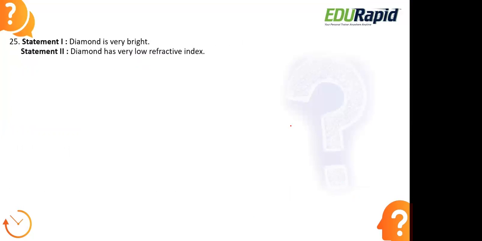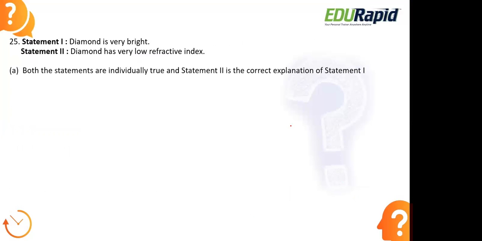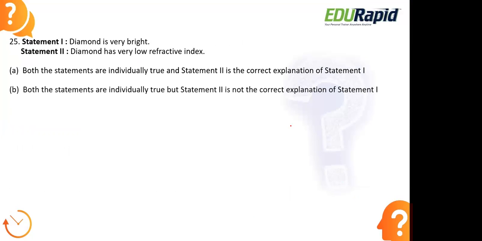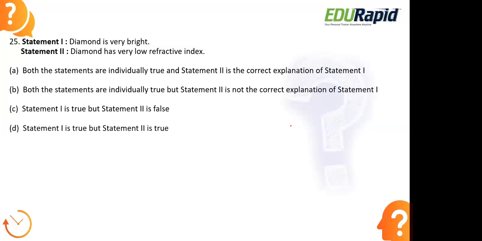Okay, moving to the next question. Statement 1: diamond is very bright. Statement 2: diamond has very low refractive index. Options: both statements are individually true, and statement 2 is the correct explanation of statement 1; both statements are individually true, but statement 2 is not the correct explanation of statement 1; statement 1 is true, but statement 2 is false; statement 1 is false, but statement 2 is true.